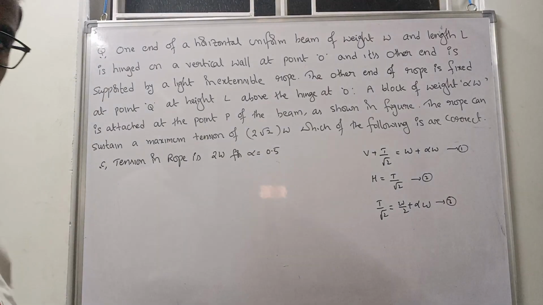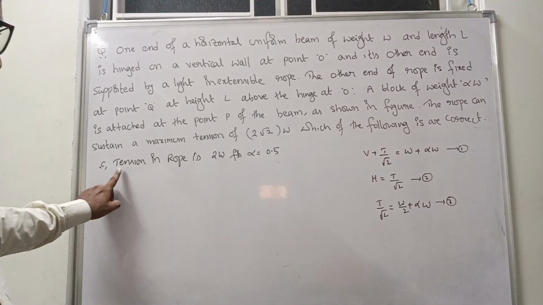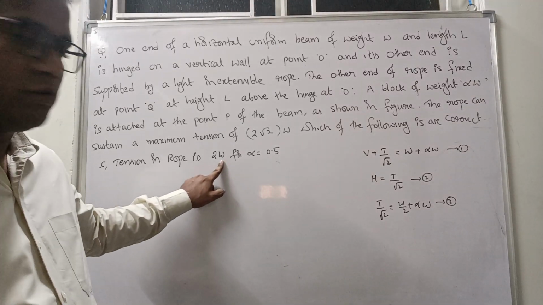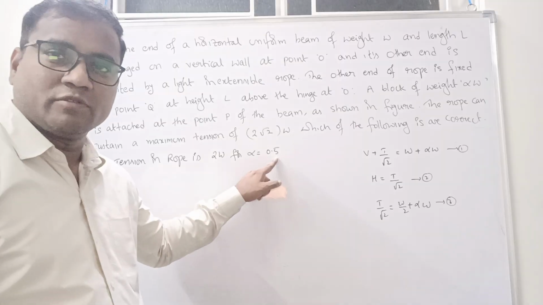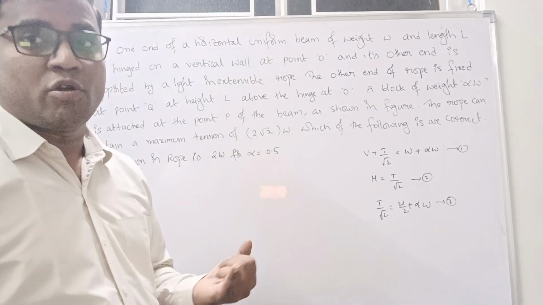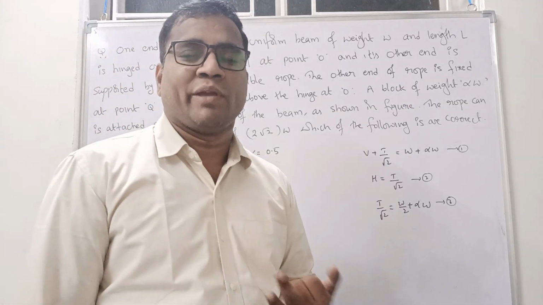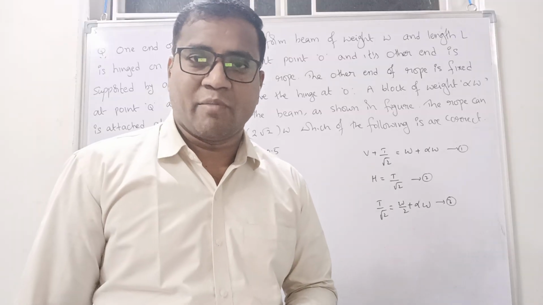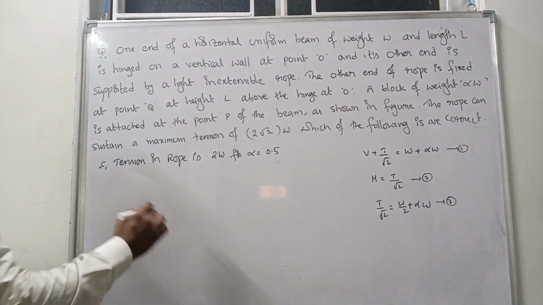See here, the third option, what he is saying is that tension in the rope is 2W for alpha is equal to 0.5. So now we will calculate tension. Vertical component we calculated, horizontal component we calculated. Now he is asking about tension. So we will solve from the third equation.